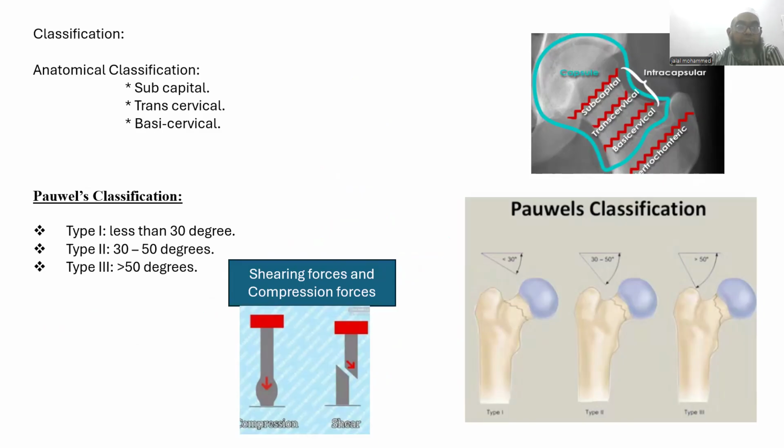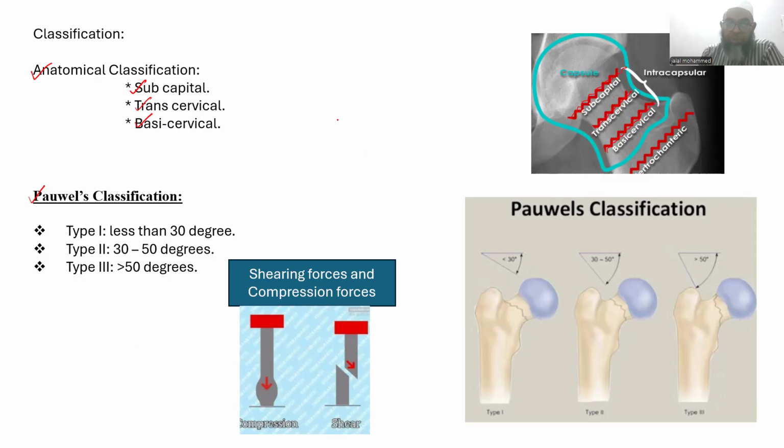So how will you classify? The classification is very important. We have the anatomical classification and Pauwels' classification. Anatomical is very easy. When the fracture is happening just below the head of the femur, it is subcapital; in between the neck, that is transcervical; or at the base of the neck, that is called basicervical. Subcapital, transcervical, basicervical. And second thing, very important clinically when you are planning to do the surgery, is Pauwels' classification.